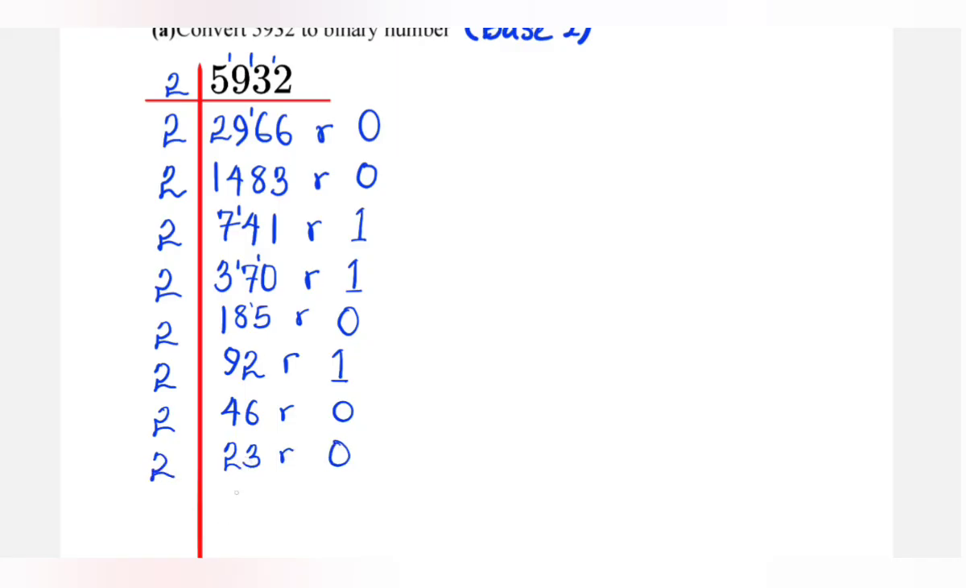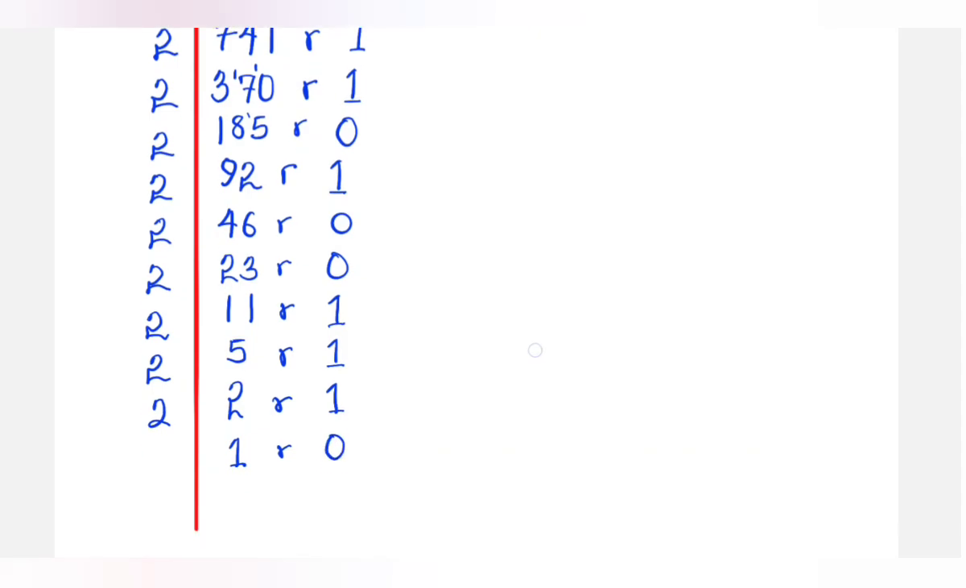2 in 23, of course, we have 11, remainder 1. We go again. 2 in 11, we have 5, still remainder 1. We use 2 again. 2 in 5, we have 2, remainder 1. Then we go again. 2 in 2, we have 1, remainder 0. So 2 cannot go in this 1. Then we take this 1 and drop it down here as our last remainder.